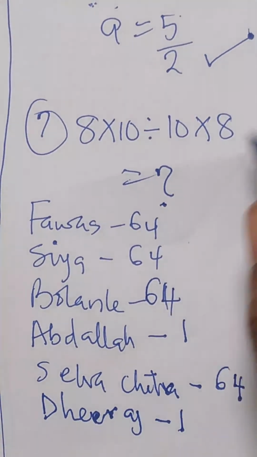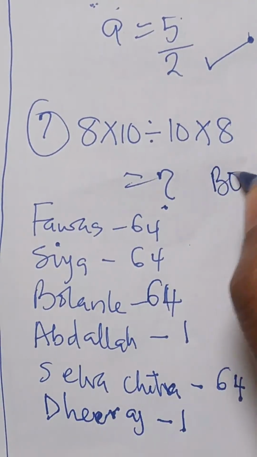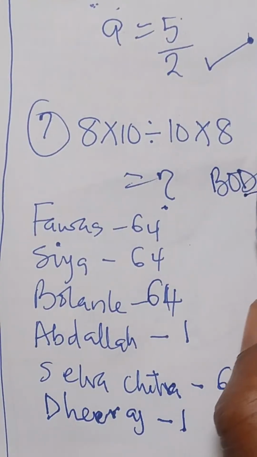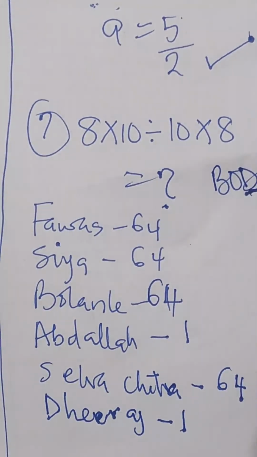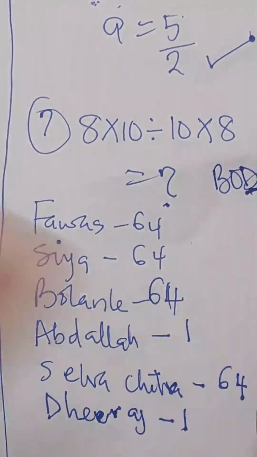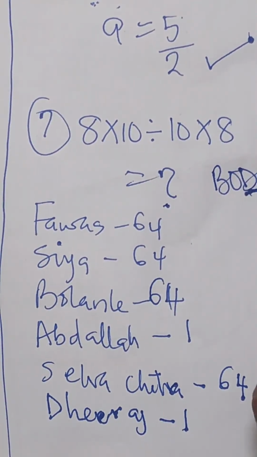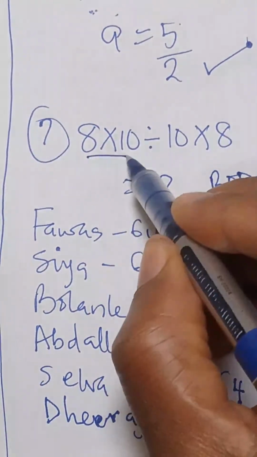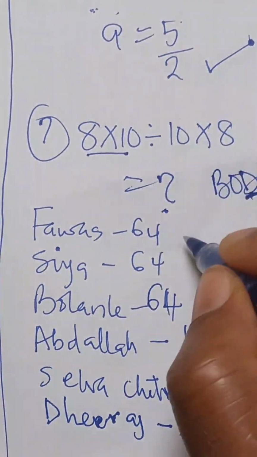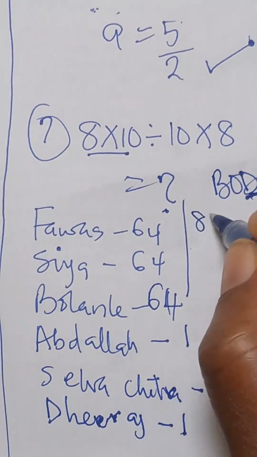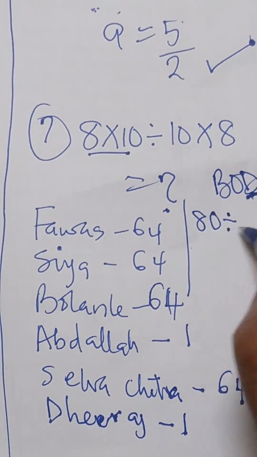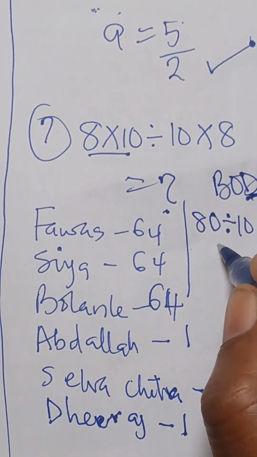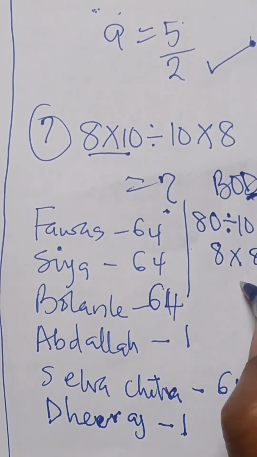Okay. Now, let me quickly solve it. Like I said, when you have this kind of question, you apply BODMAS. Brackets and division are on the same level. You apply the one that comes first from left to right. The same thing as addition and subtraction. On the same level, you apply the one that comes first from left to right. Okay. Now, we start from here. 8 times 10. 8 times 10 is 80, divided by 10. We write everything we have there times 8. Now 80 divided by 10 will give us 8 times 8. And our answer is 64.